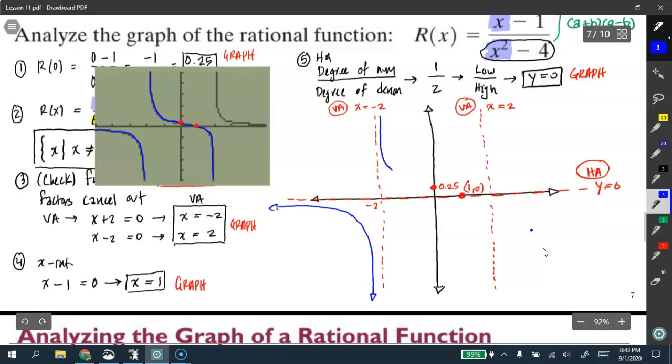So you want to be careful with that. So here is that second piece. Notice how it's threading through 0.25 and 1, 0. And then it just essentially goes downwards like this over here. All right, so that is my second piece.